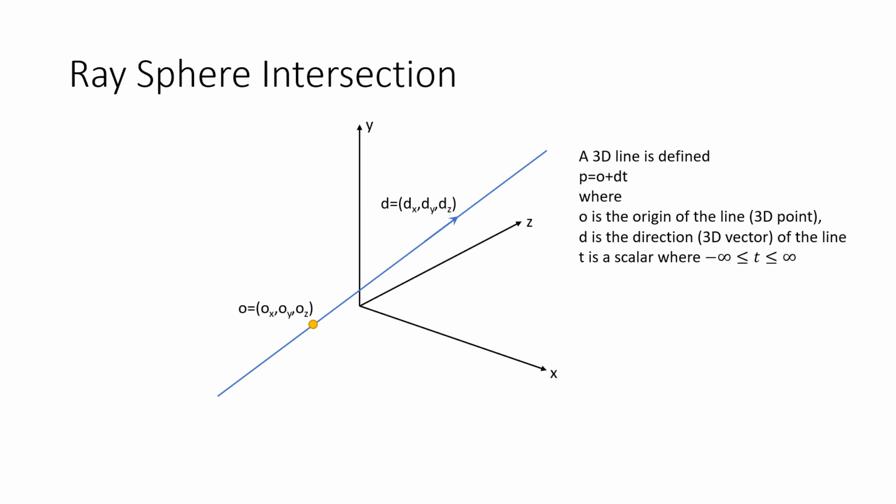times the value t. So O is the origin of the line, and that is a 3D point with coordinates OX, OY, OZ. D is the direction of the line. This is a 3D vector, and the vector is equal to dx, dy, dz. And then t is a singular value which has any value between minus infinity to plus infinity. So using the O plus dt, we can obtain all points along that line.